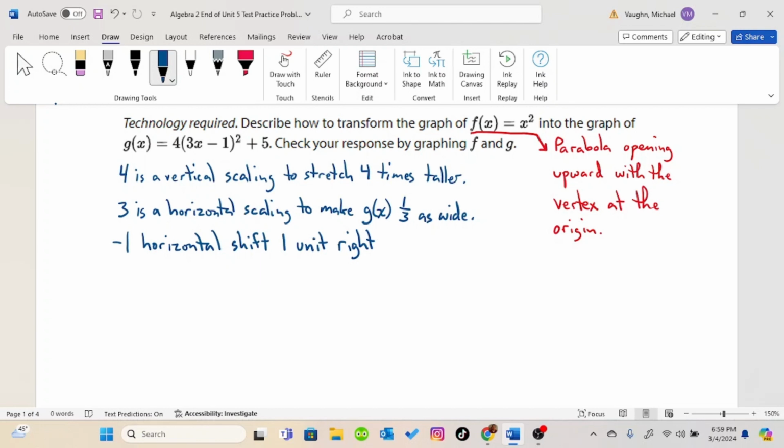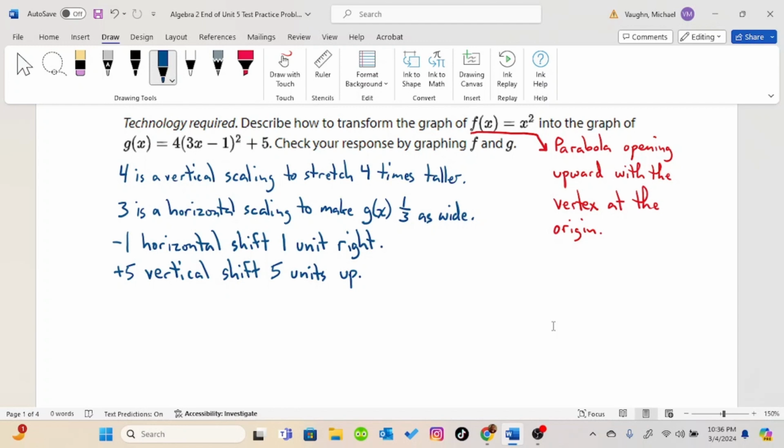And last, we have this plus 5. That plus 5 is outside the parentheses, so it's adding 5 onto the y value. So this is a vertical shift, and that shift is 5 units up.